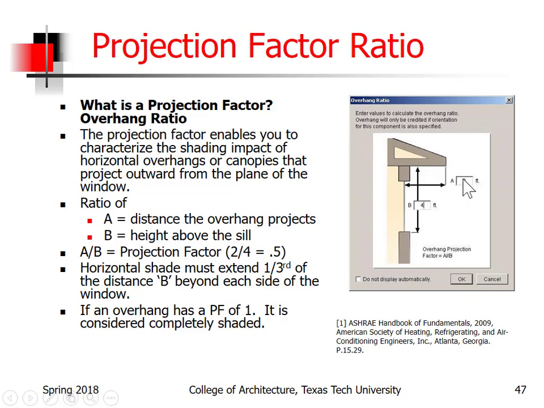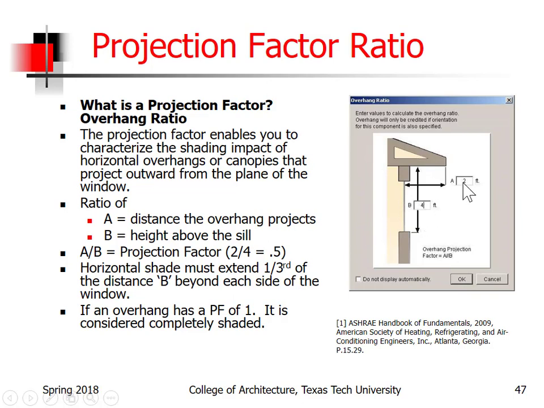And so if we have that value, let's say it's 2 feet, and we have this value, which is 4 feet from here to here, then if we divide those, the 2 feet by the 4 feet, we get a projection factor of 0.5. That means that this overhang will shade this window about 50% of the time. And in the energy model building codes, they will tell you how much you can increase the glass based on this factor.